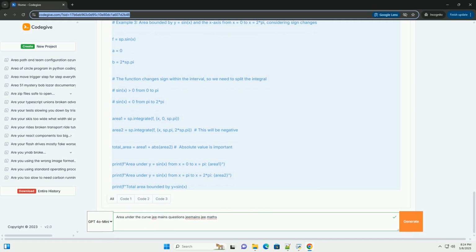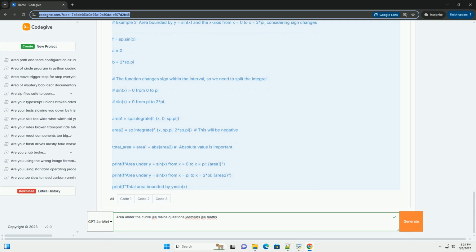6. Practice problems. Here are some practice problems to test your understanding. 1. Find the area of the region bounded by the curves y equals x² minus 4x plus 3 and y equals 0. 2. Find the area of the region enclosed by the curves y equals sin x, y equals cos x, x equals 0, and x equals pi/2. 3. Find the area of the region enclosed by the curves x² plus y² equals 4 and y equals x.